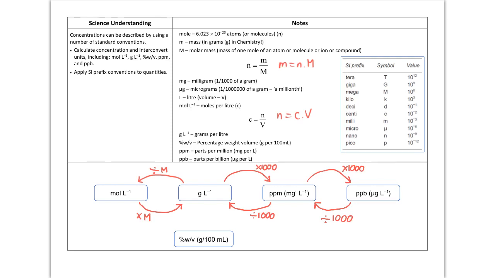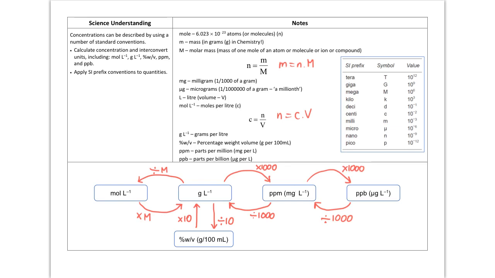And finally, we have our percentage weight volume. 1 litre is equal to 1,000 millilitres. So if you like, this is a tenth. There's a tenth as much in 100 mil as in a litre. So we're dividing by 10 when we go from a litre to 100 millilitres. It's a tenth. And if we go the opposite way, we need to times by 10.